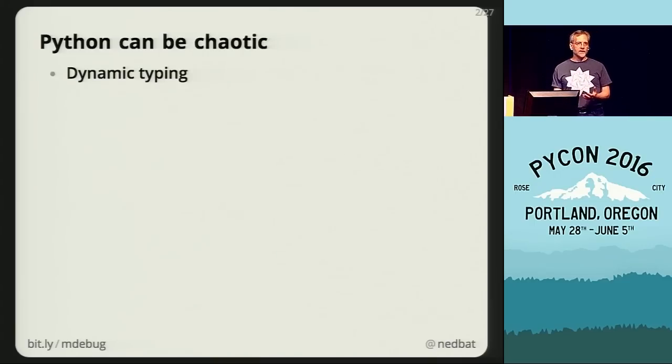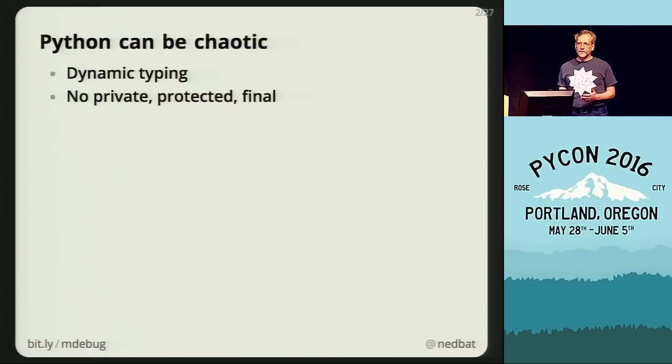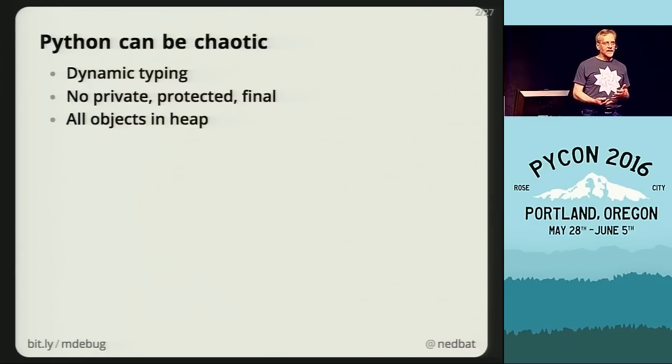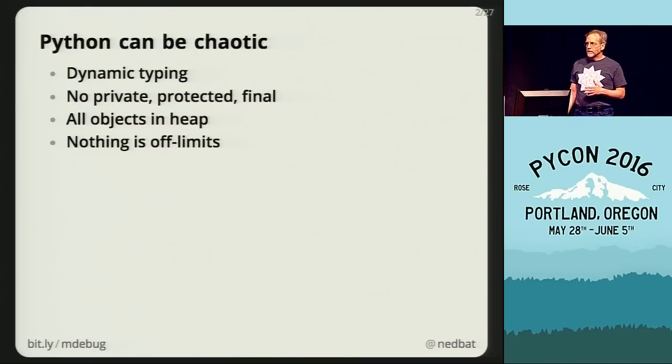It has dynamic typing, which means that names can take on values of different types at different times, sometimes unpredictably. There's no access control on your objects, no protected, private, or final, which means that things can change from far away in your program that you didn't expect. All of the objects are on the heap. There's no stack allocation, so things can live for much longer than you expect. Fundamentally, nothing is off limits in Python, right? We get questions about how can I ensure that someone doesn't do blah? And generally, Python doesn't do "you can't" very well, right? Whatever you want to do in Python, you can do.